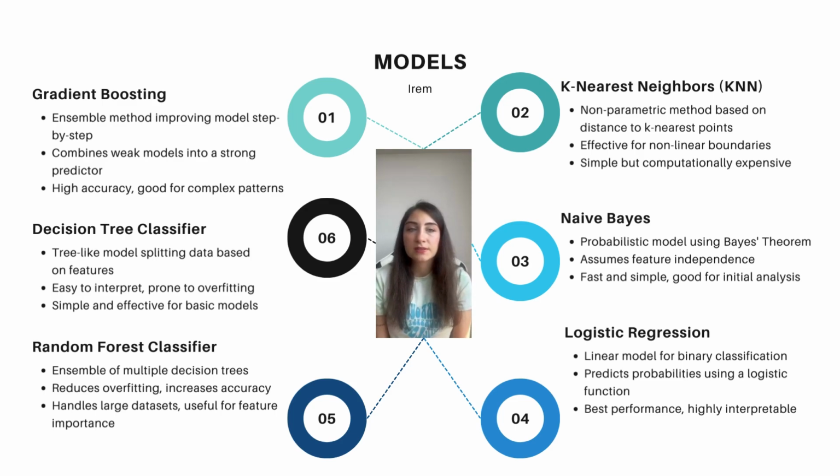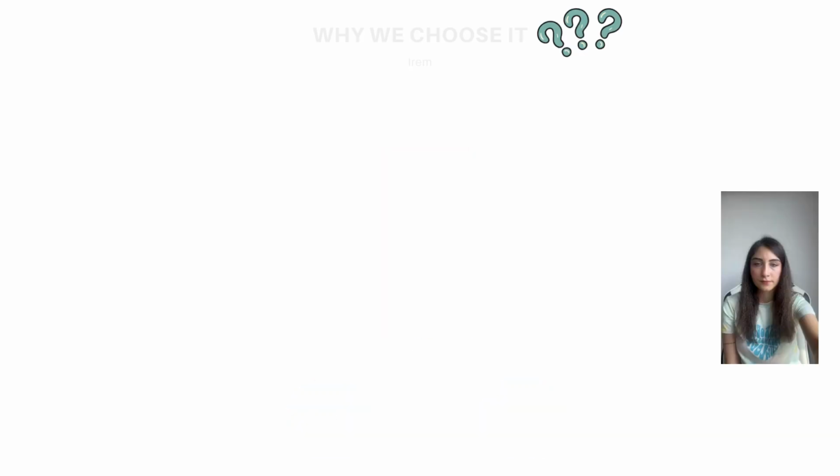Naive Bayes is a fast, efficient model that calculates probabilities. It works when the features are independent, but it still performs well even when they are not. This model is often used as a starting point because it's quick and easy to implement.